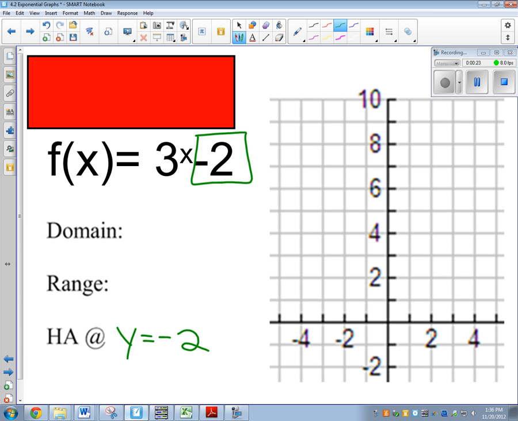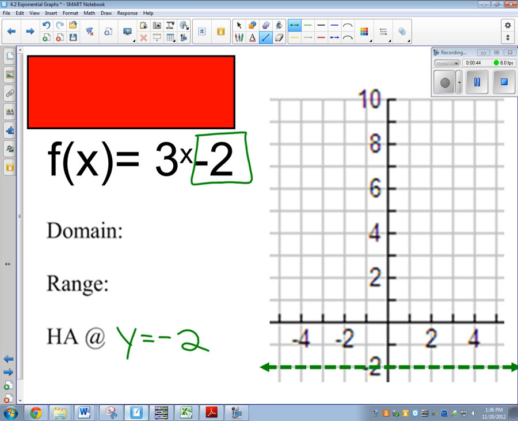So I'm going to go on my graph. I'm going to draw a horizontal line at negative 2 that my graph is not going to touch or cross. I might hug it. I'm going to get close to it, but I'll never touch it or cross it, because it's an asymptote, because it's not really part of my graph. That's why it's dotted. No, but just make it dotted.